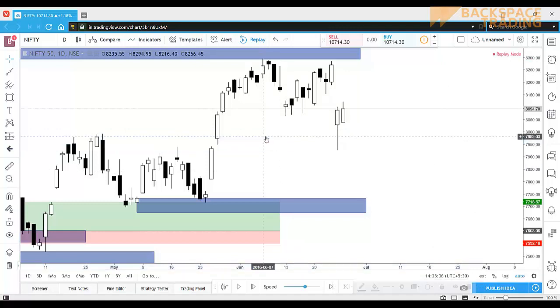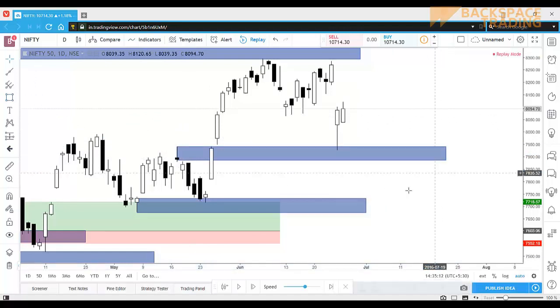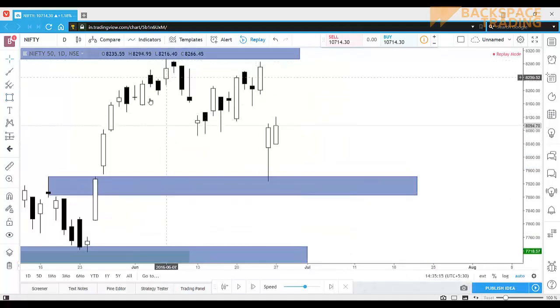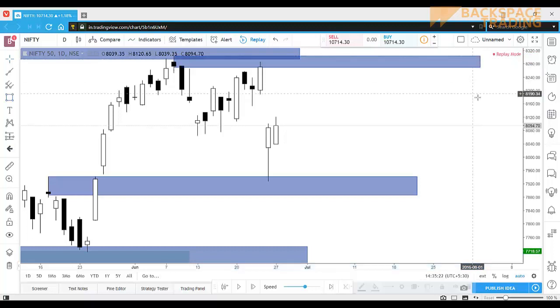Now wait a sec. You should take the first. Yeah, this is where you should take the trade. See, you got opportunity. Where is the swing high? You can draw this as well, in my opinion. Let's see what price is doing.